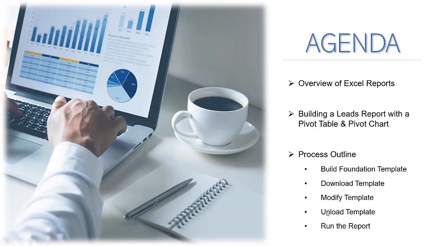The process you follow with your Excel reports is you first of all create your foundation template. And then once you've created that template, which can include formulas that you put into it, in this case it's going to be the pivot chart and pivot table. Once you've created that and you've got your formulas working and everything is set up, you take that template and you upload it to ClaritySoft. And then once the template is uploaded, then you can run the report from there. So with that, let's go ahead and get started.